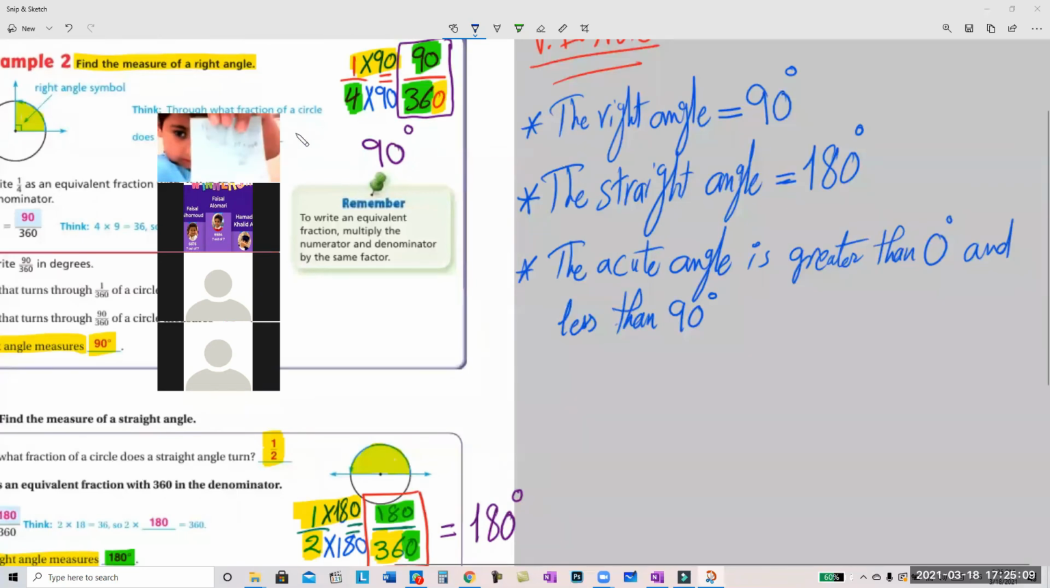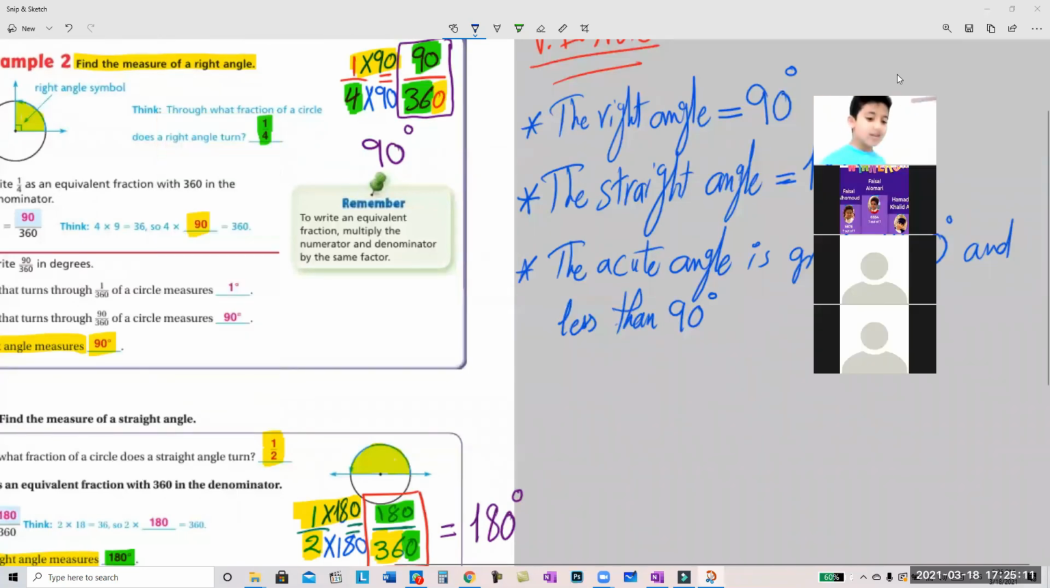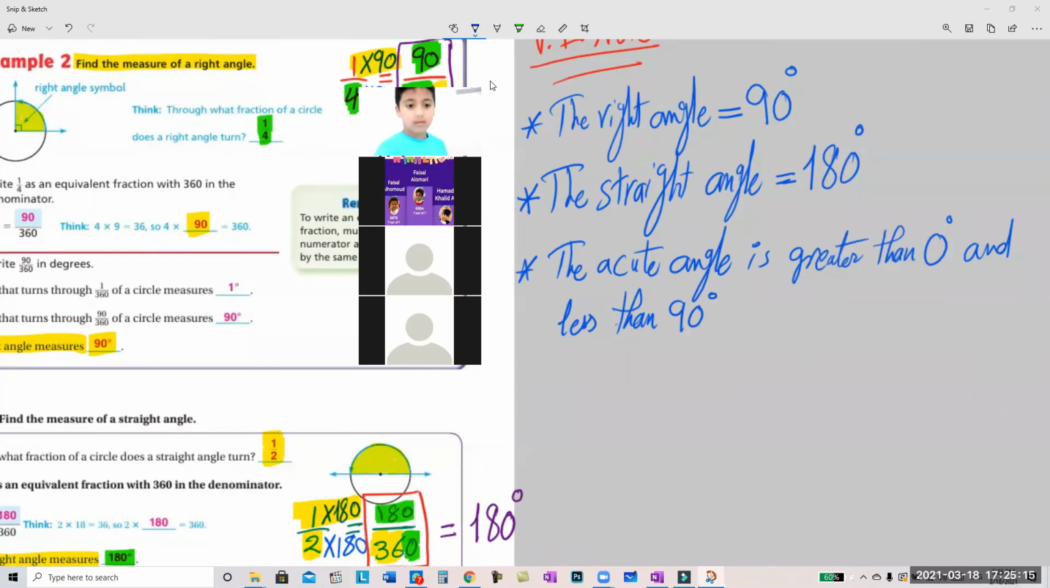Yeah, great job, Faisal Hamoud. But you have to keep it in your mind and stick it in your book, okay? So you have to stick it in your book. Don't lose it. Don't lose it, okay?